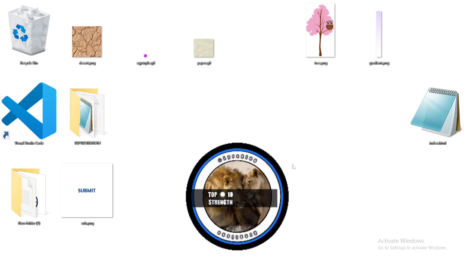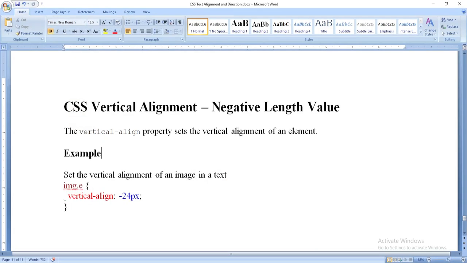Welcome back everyone. Quickly, let's continue our discussion on CSS text alignment and text direction. And right now we are going to be talking about the CSS vertical alignment with negative length value. As you can see right here, we have our vertical-align property, and we are going to set the vertical alignment using this property, but we are going to be specifying a negative value in it.